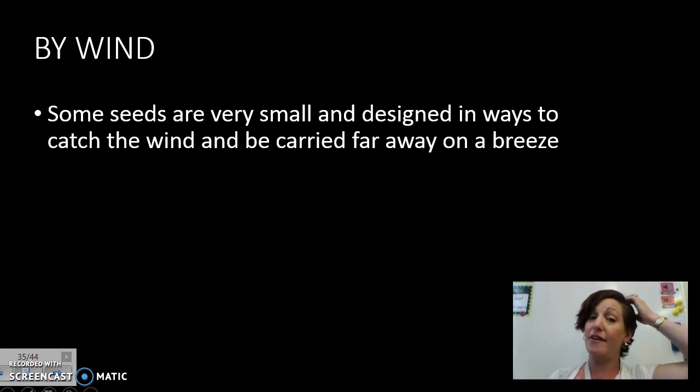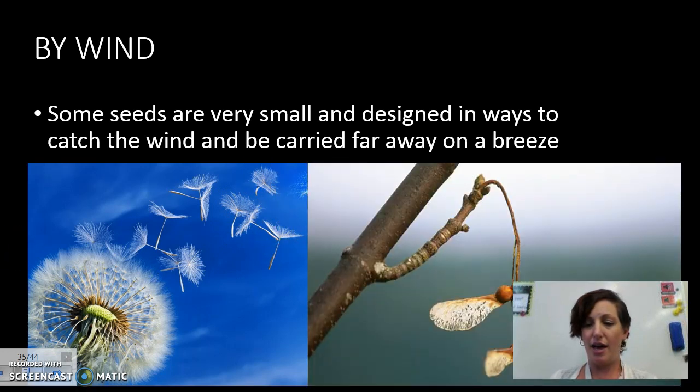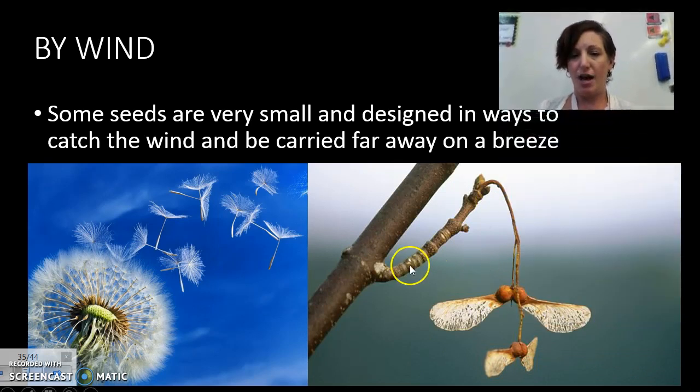Some seeds are very small and designed in ways to catch the wind and be carried far away on the breeze, like a dandelion. Now you can see these little bits on the base are the seeds, and they're designed with these little hairy bits up here to catch the wind and float them away. And then we also have some of these. You might have seen a leaf like this. When I was a kid, we called them helicopter leaves because when you threw them up in the air, they spiraled down like helicopters.